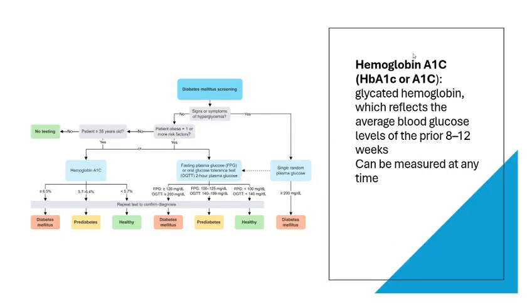Coming to hemoglobin A1C, which is a glycated hemoglobin which reflects the average blood glucose levels of the prior 8 to 12 weeks. Here we'll get the blood sugar measurement of the previous 8 to 12 weeks. It can be measured at any time.